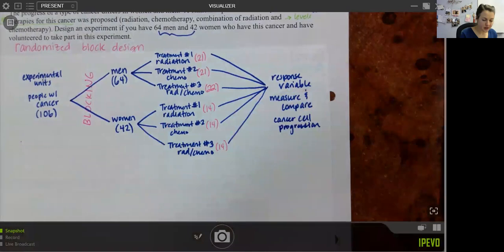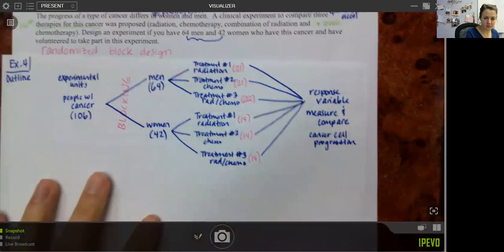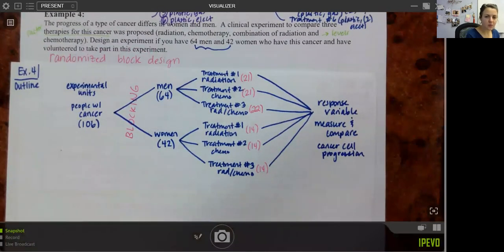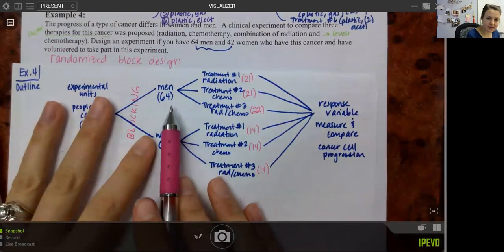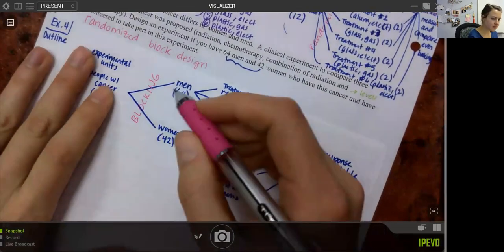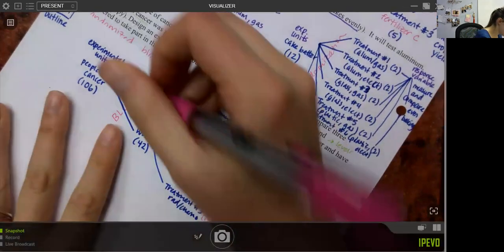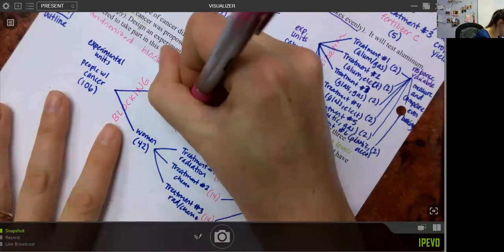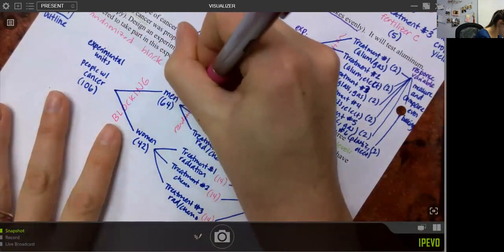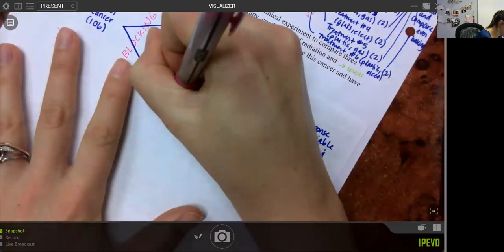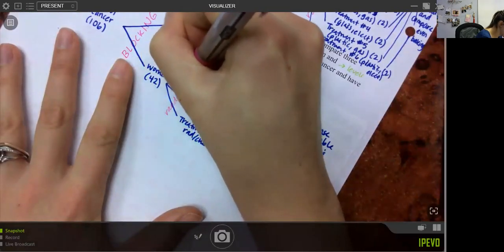Okay, now I want to just take a second to reflect on what we just wrote. One thing that we need to add here is that randomization is going to be used. Once we've blocked between men and women, we are going to randomly assign our men to each of these groups. We're also going to randomly assign our women to each of these groups.